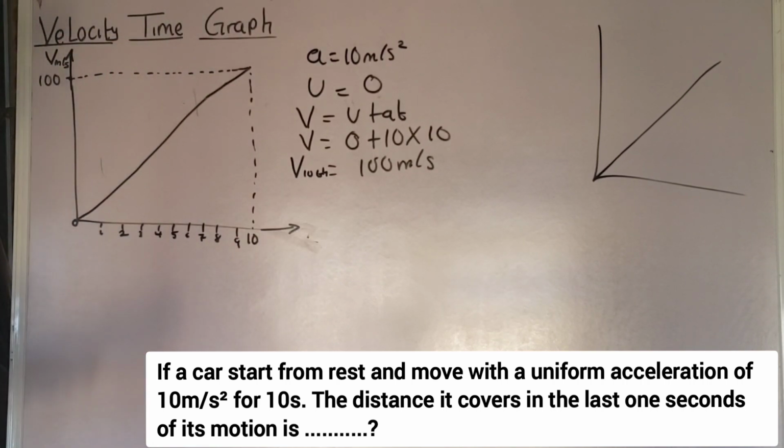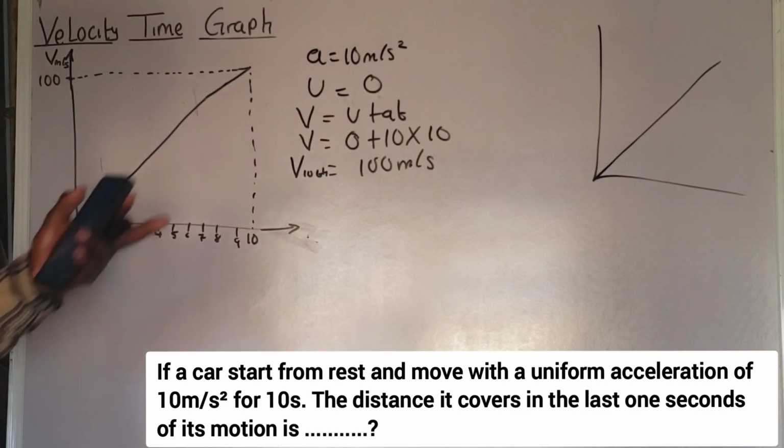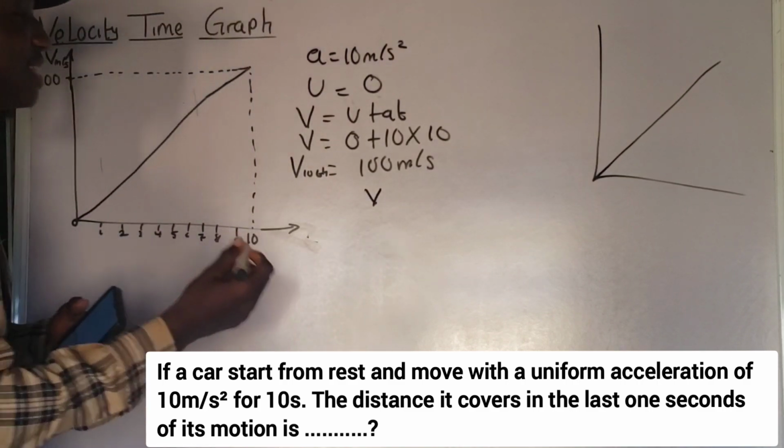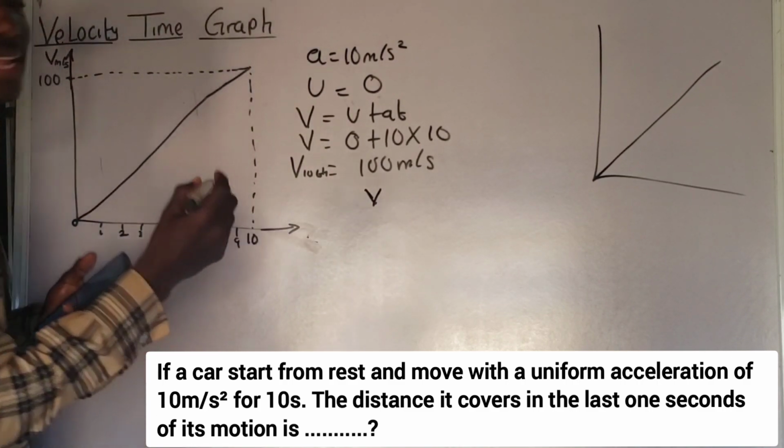Now, we can determine the velocity that is attained in the 9th second. How do I do that? We are still going to make use of the equation of motion. You understand? The velocity that the car attained in the 9th second now.